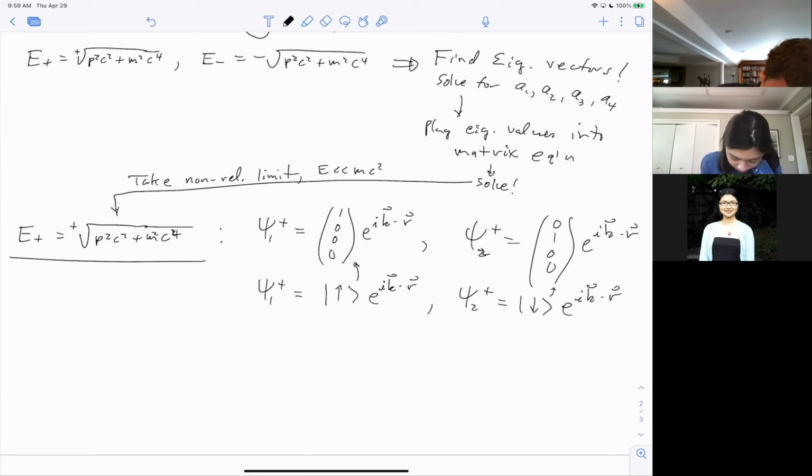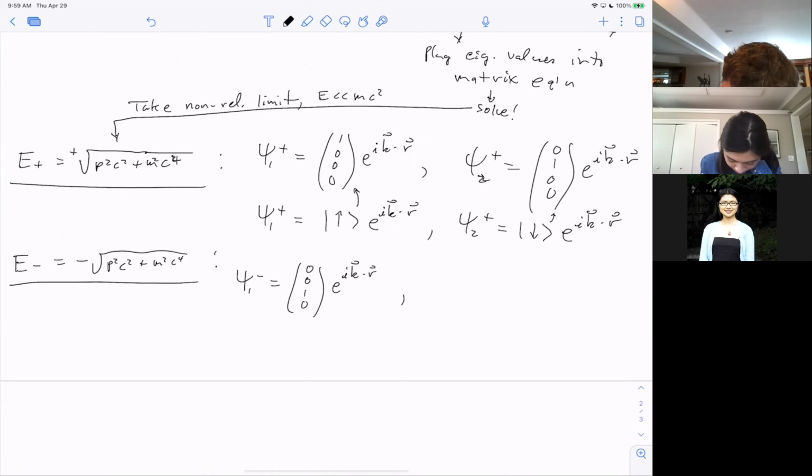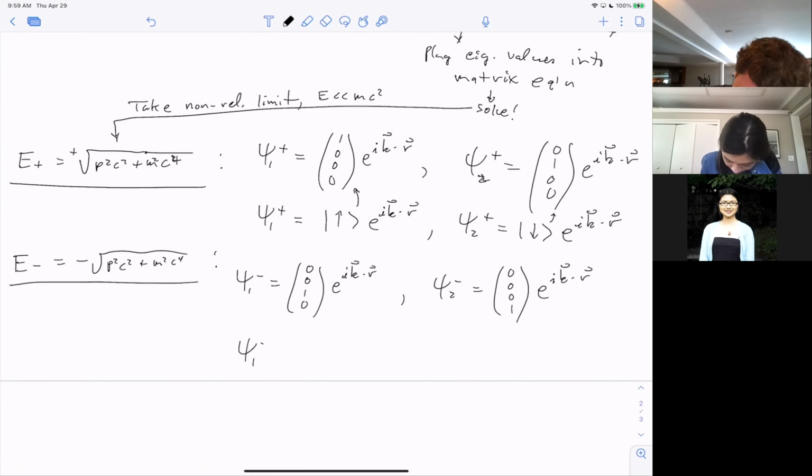But then you have to ask yourself, what about these negative energy solutions? Those guys are similar. I have my negative energy solution, 0, 0, 1, 0, e to the i k dot r. And I have my second negative energy solution, which is going to be 0, 0, 0, 1, e to the i k dot r. And this, of course, is nothing more than spin up for negative energy particles times a plane wave.